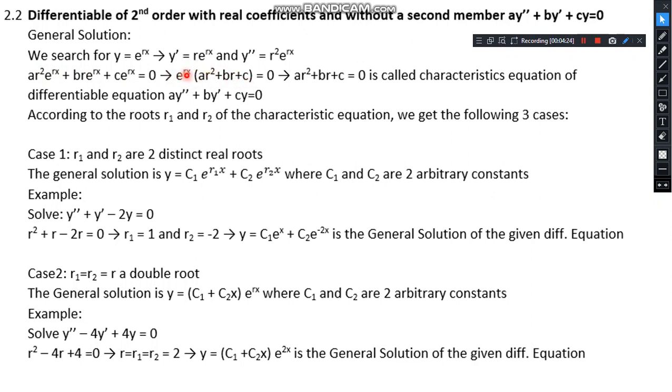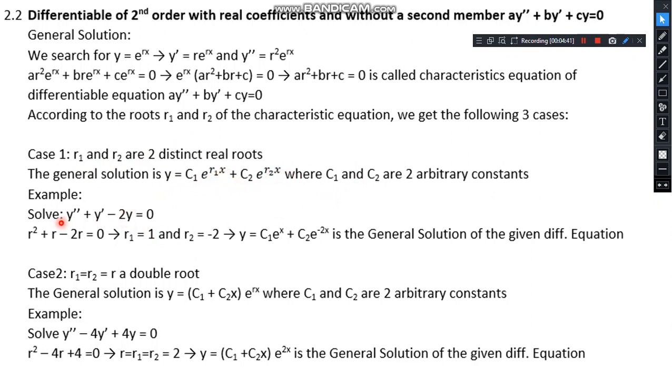The exponential cannot be 0, so ar^2 + br + c = 0. It's called the characteristic equation of this differential equation. So it depends on the roots. If you have two distinct roots, directly you have y = c1 e^(r1 x) + c2 e^(r2 x).